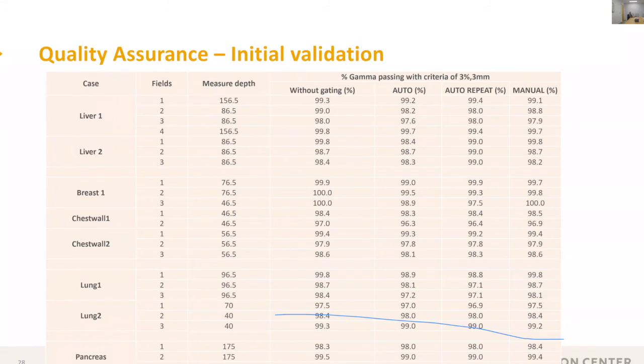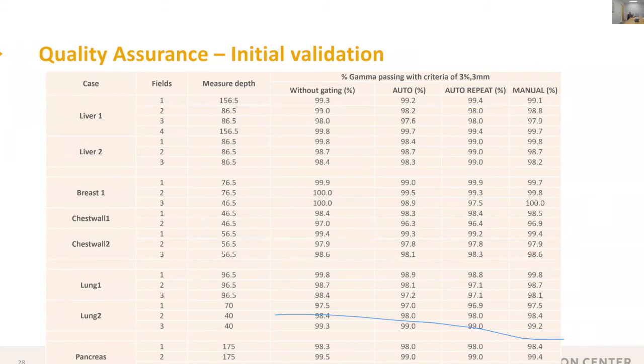We basically repeated some of the patient-specific QAs with this gating module. And here it shows you, without gating, that means the beam delivered just one time with no interruptions, what the gamma passing rate is. And then we repeated two times for each measurement with auto gating, randomly stopping in the middle of the beam and then resuming. And I believe the interruption is around 4 to 5 times.